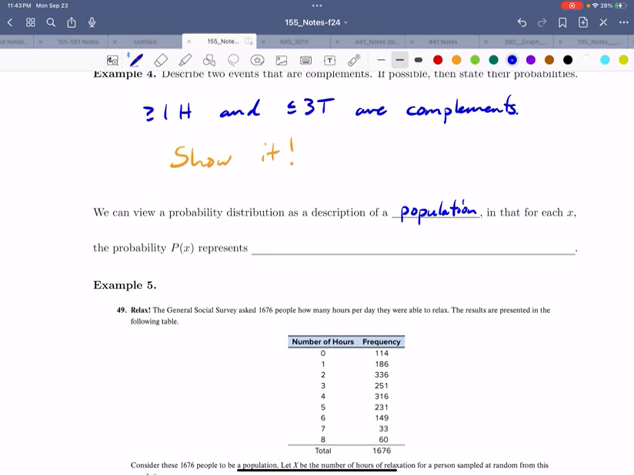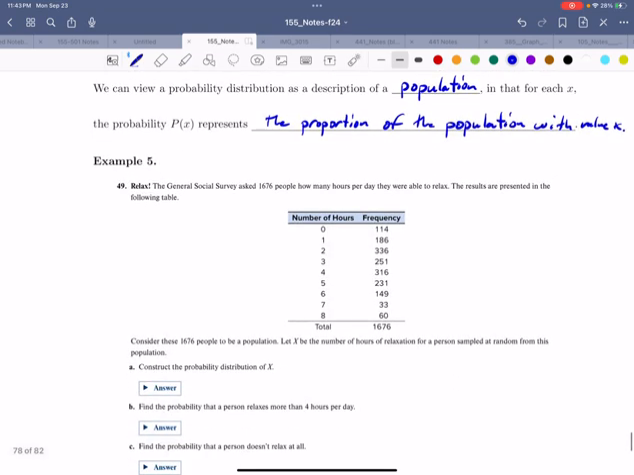For each value x, the probability P of x represents the proportion of the population with value x. So for example, we have 1,676 people. How many hours per day were they able to relax? We're given a frequency table, right?